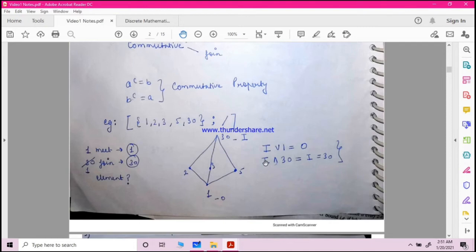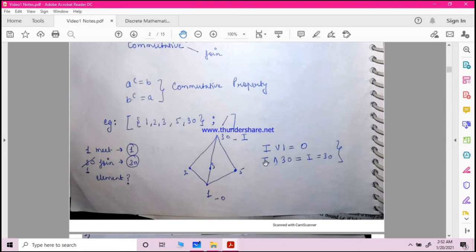It means in one operation you're getting the highest element, in the other operation you're getting the lowest element, and both elements are complements of each other. Just see this example. I have the elements 1, 2, 3, 5, 30, and the relation that exists between them is the divide operation. I have drawn the Hasse diagram. The lowest element is 1, which is connected to 2, 3, and 5, and the largest element is 30. And this is the Hasse diagram where we have avoided all the self loops, all the directions, and all the transitive edges.